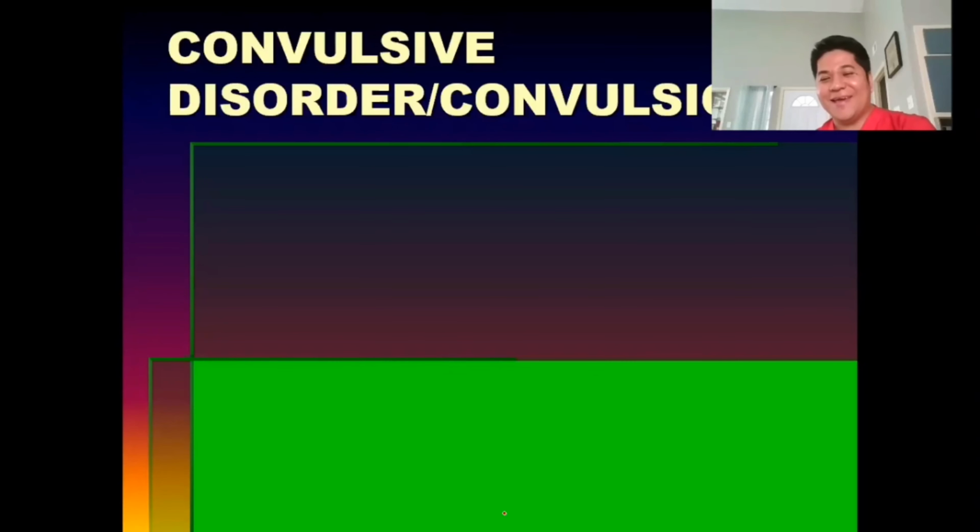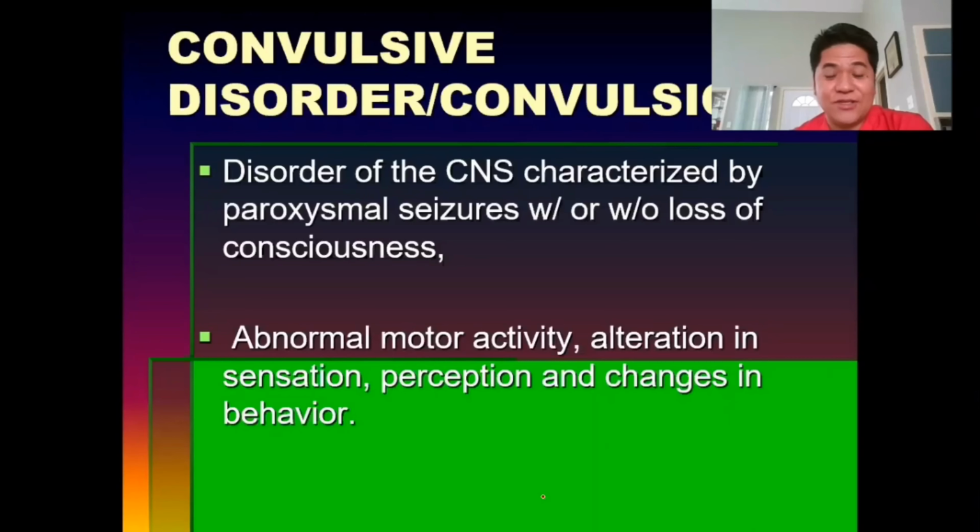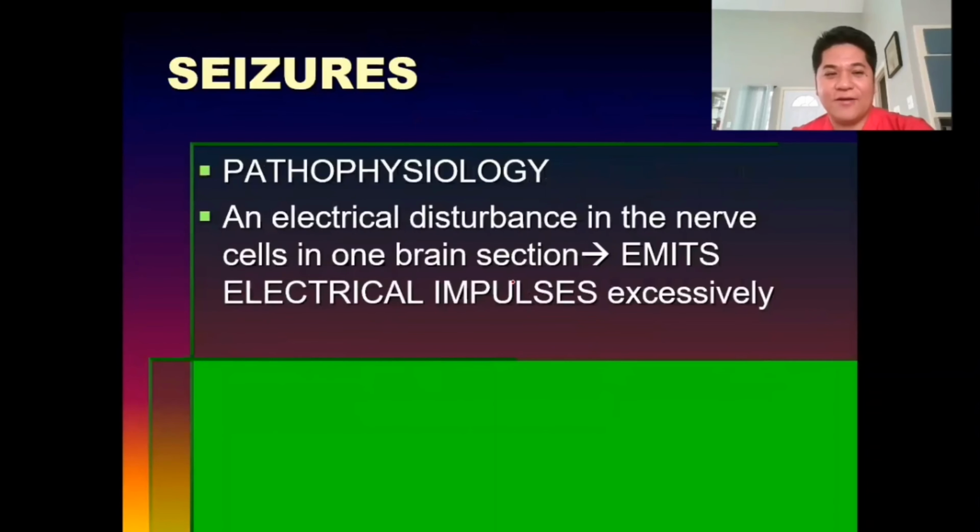Hello everybody. This is a continuation of part 1 of neurological disorders, and we're going to talk about convulsive disorders or seizures. In today's video, what are the convulsive disorder and the seizure? These are abnormal motor activity or any alteration in the sensation, perception, and motor activity of the client. So there is a paroxysmal seizure with or without loss of consciousness.